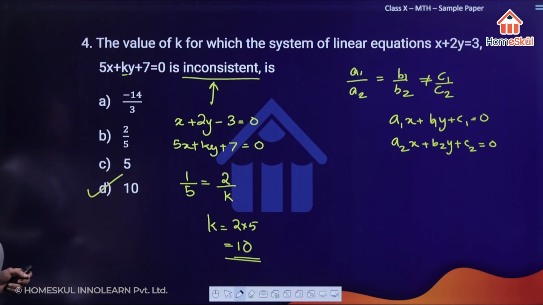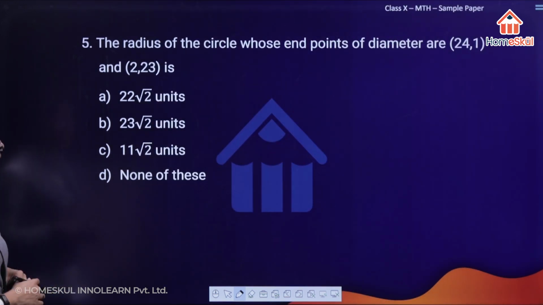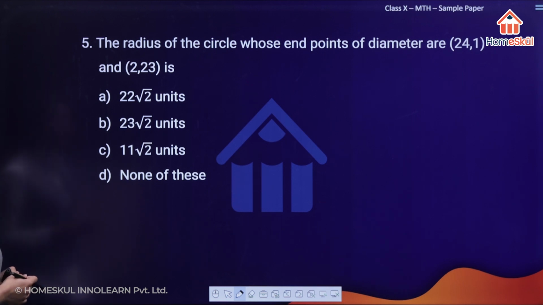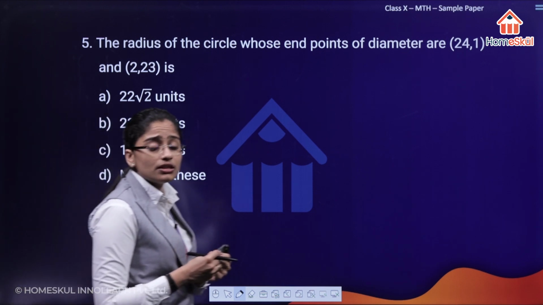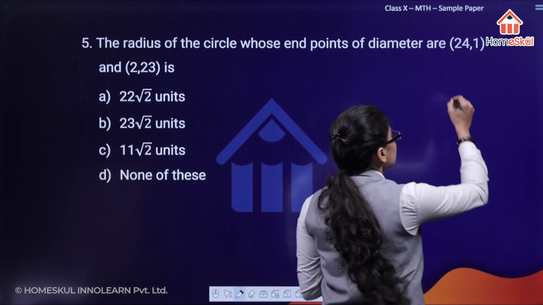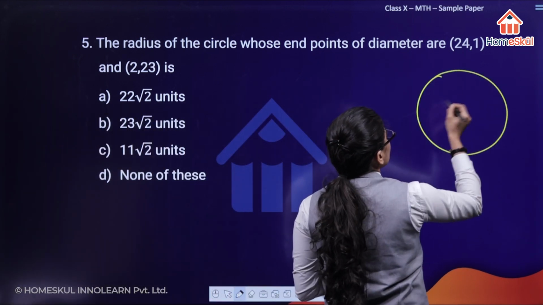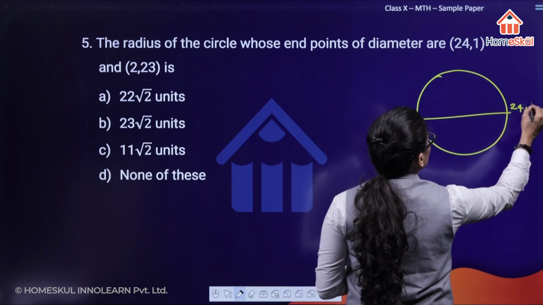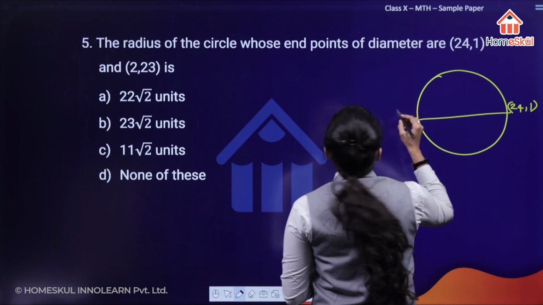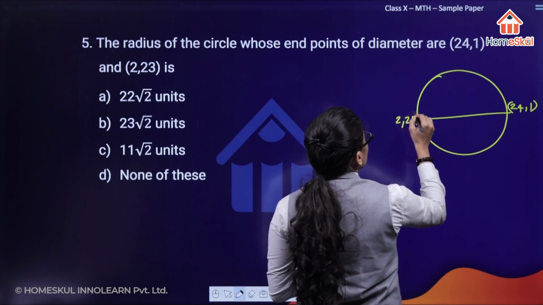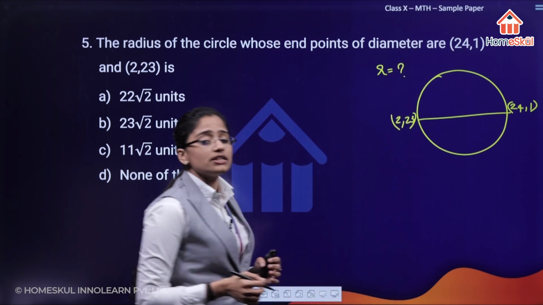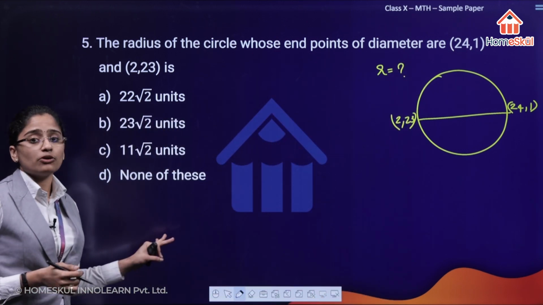Okay. Next question. The radius of a circle whose endpoints of a diameter are (4, 1) and (2, 3) is. We need to find out the radius of a circle where its endpoints are given. So here we are having a circle. The endpoints of the diameter are given, that is (4, 1) and (2, 3). We need to find out what is the radius of the circle. Here we could use the distance formula, isn't it?